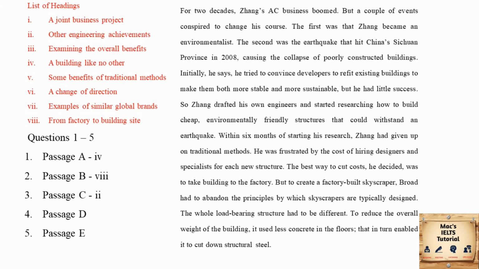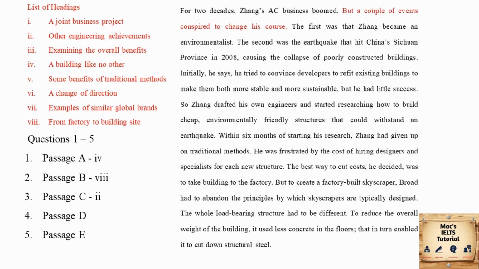The second sentence in the passage turns out to be the clue to find our answer. That is, but a couple of events conspired to change his course. Change his course is the key element which compels us to choose the sixth option as the answer. That is, a change of direction.